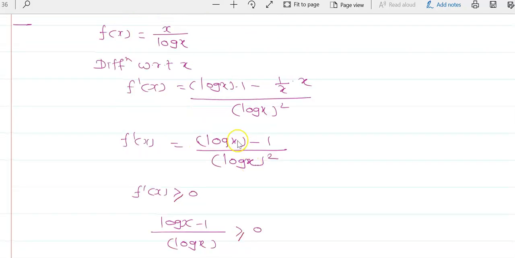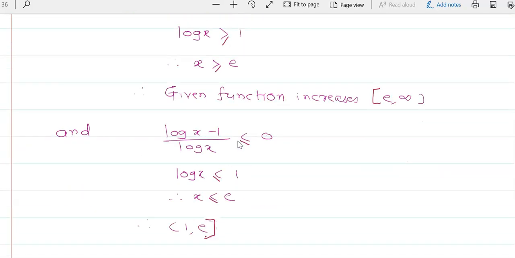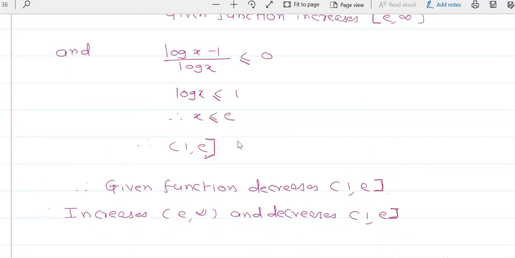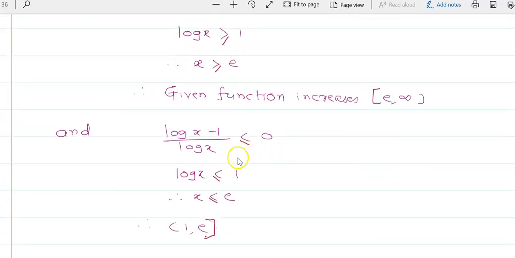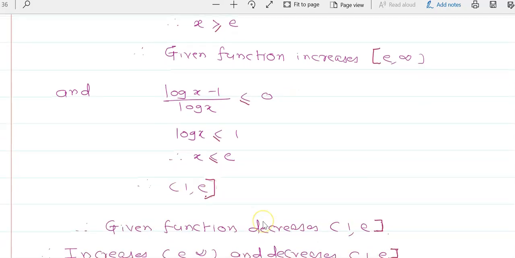And now next for the decreasing, that is its derivative, log of x minus 1 upon log of x bracket square, which is less than or equal to 0. Therefore if we simplify it again, you will have log of x is less than or equal to 1. Therefore x is less than or equal to e, and hence the given function is decreasing in the interval 1 to e, where e is closed.